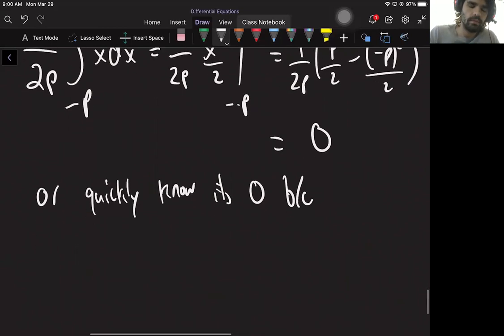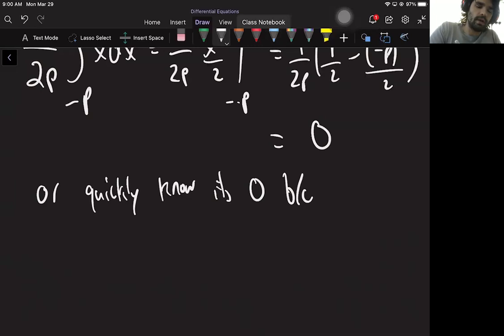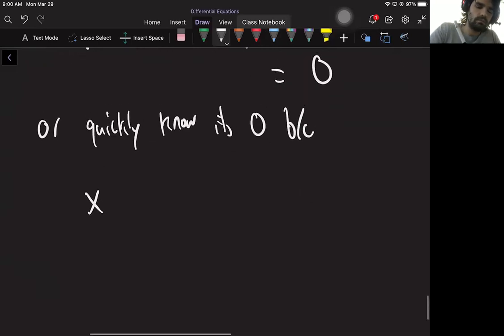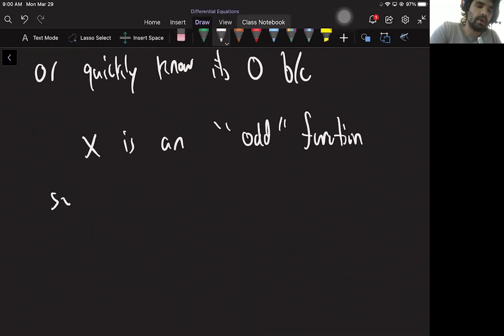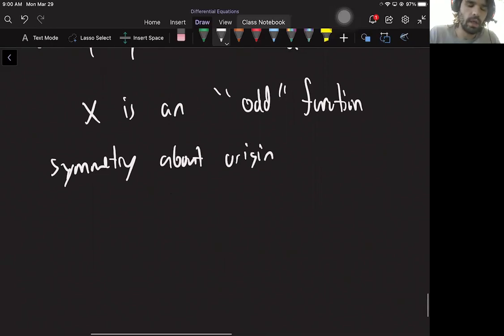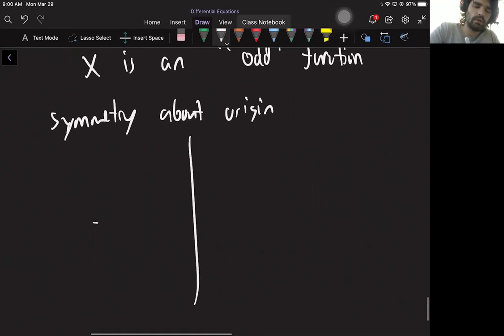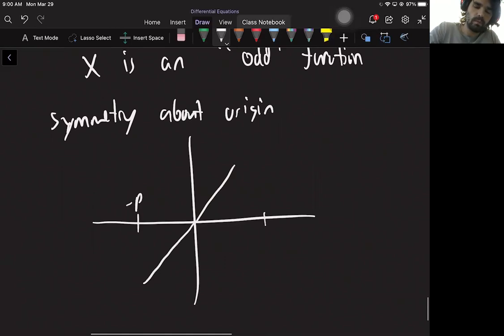because x, the thing you're integrating, is an odd function. So an odd function is one that is symmetric about the origin. And I just drew it before, but I'll draw it again right here. And what does that mean? Why is that telling us that the integral is 0?